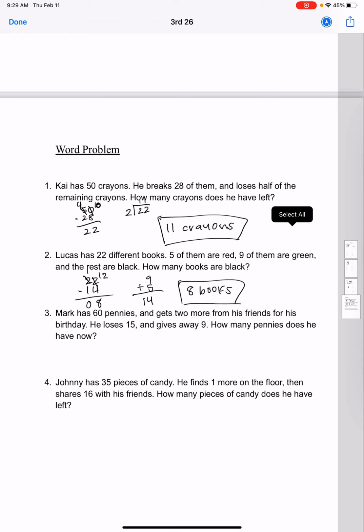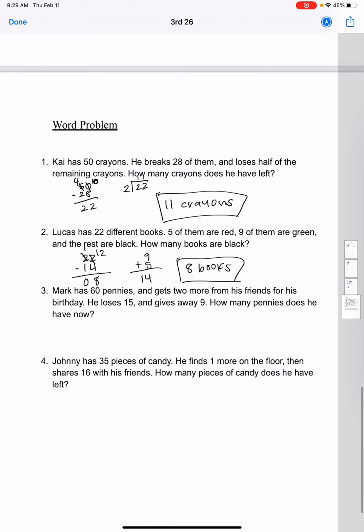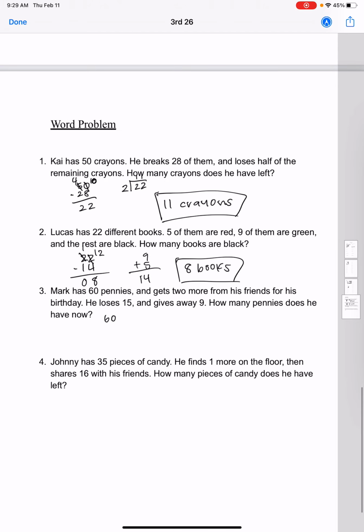Okay, Mark has 60 pennies and gets 2 more from his friends for his birthday. He loses 15 and gives away 9. How many pennies does he have now? He originally has 60 pennies and he gets 2 more from his birthday. So 2 more means you add 2. 0 plus 2 is 2, 6. So you have 62, but he loses 15 after that.